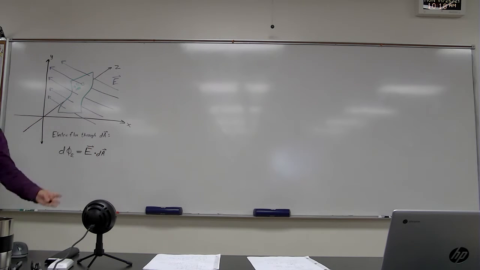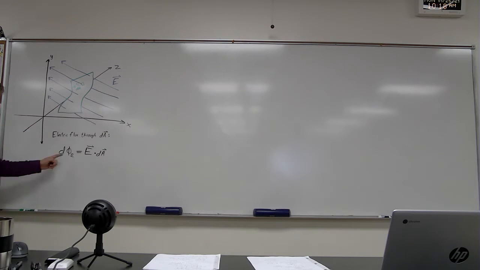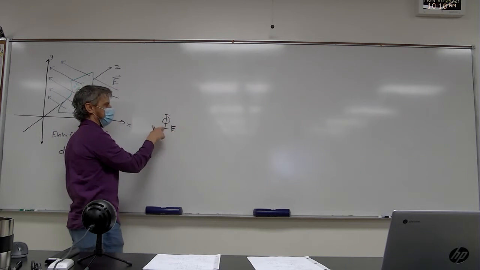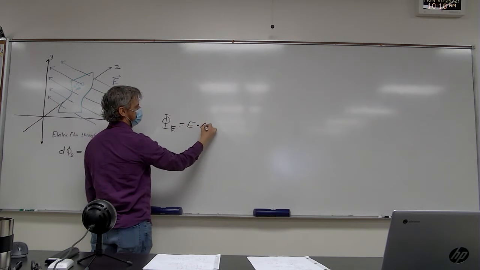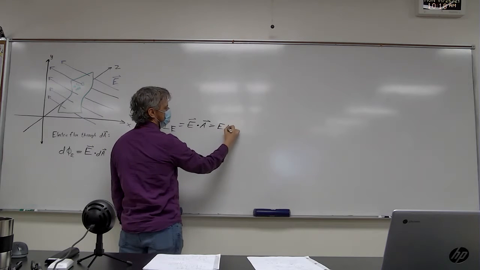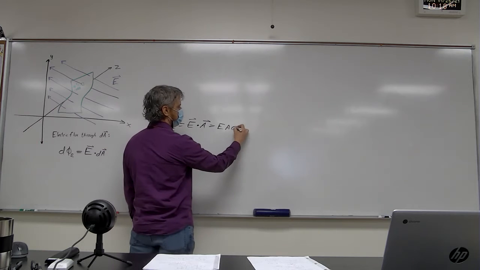If it's on the macro scale, and you have a sheet that doesn't vary in its angle with the electric field, then the flux, with the capital phi, is just E dot A. That's just the electric field strength times the area, length times width if it's a rectangle, times the cosine of the angle between them.